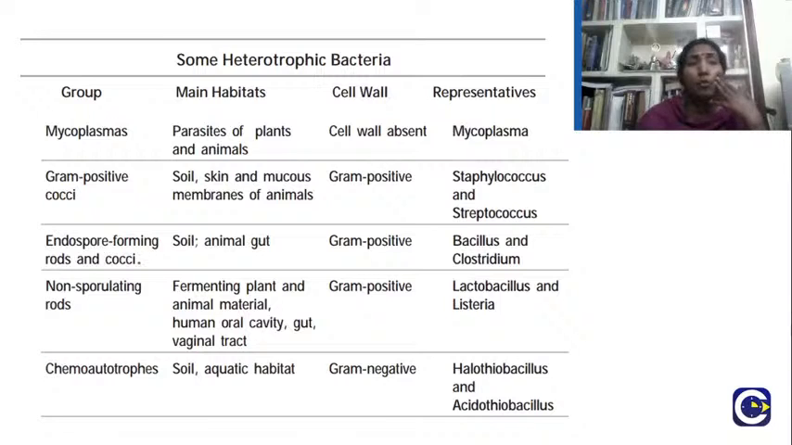Then endospore-forming rods and cocci, like Bacillus and Clostridium, are gram positive. Non-sporulating rods are like Lactobacillus and Listeria. They are present in the human oral cavity, gut, and vagina. Chemoautotrophs produce energy using inorganic substances. They are in soil and aquatic habitats, like Halothiobacillus or Acidithiobacillus. So some examples are given for these.